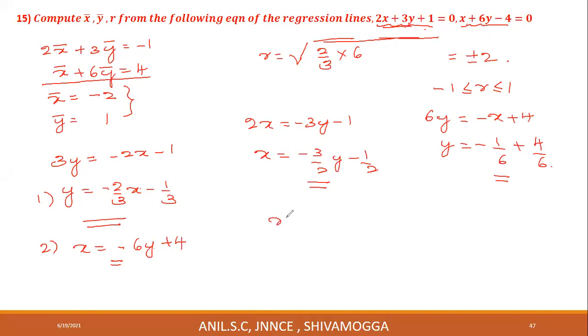Now calculate r. R is equal to the square root of coefficient of x into coefficient of y. Both the coefficients are negative, therefore r must be negative. Coefficient of x is 1 by 6 and coefficient of y is 3 by 2. Calculate this: it is equal to 0.5. Both coefficients are negative, therefore we take minus 0.5. Clearly, this lies between minus 1 and plus 1, so this value can be accepted. Therefore, r is equal to minus 0.5.